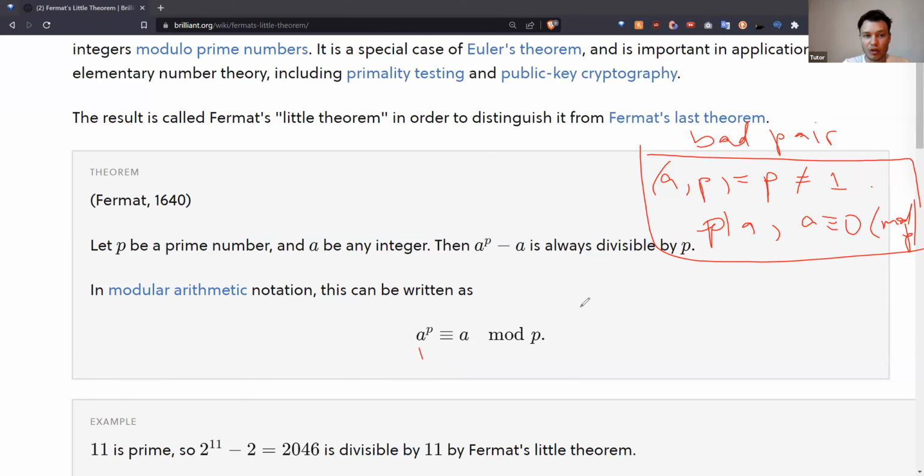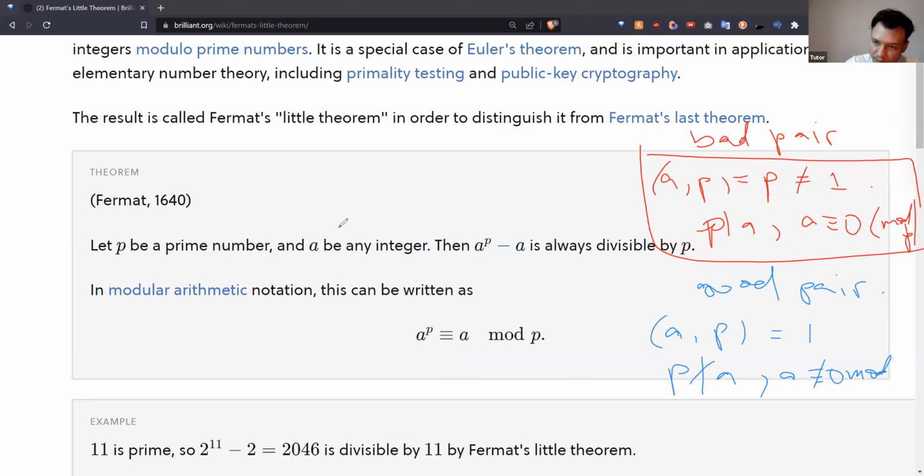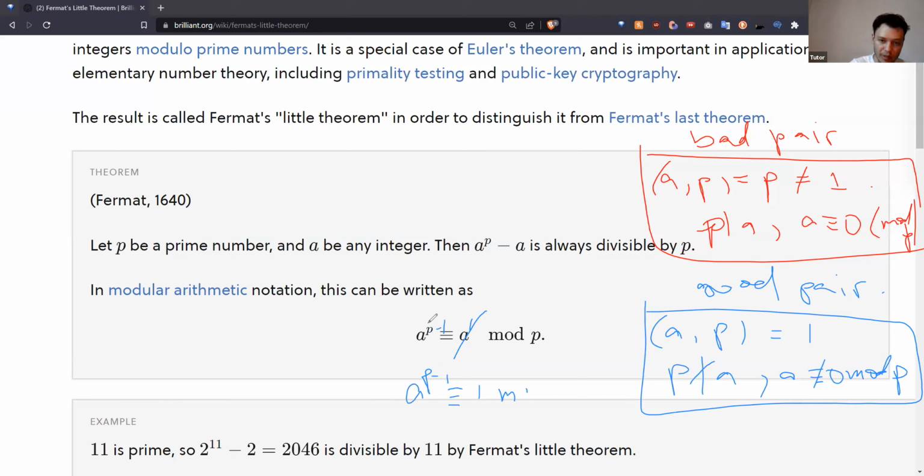But if we're in the case of a good pair, what does a good pair mean? It means that a and p are relatively prime, so p doesn't divide a, and a is not congruent with 0 mod p. In the good pair case, I can cancel a on both sides. This is a to the 1, this is a to the p. If I cancel an a, this would become p minus 1. So I'd get a to the power p minus 1 is going to be congruent with 1 mod p.